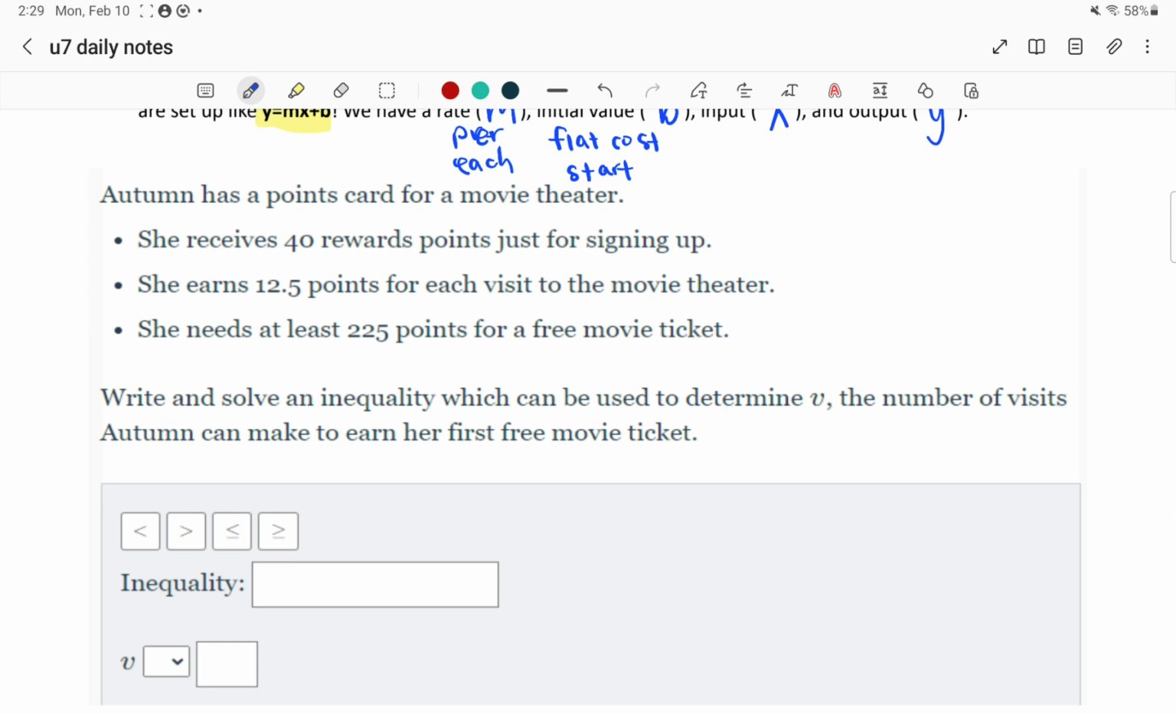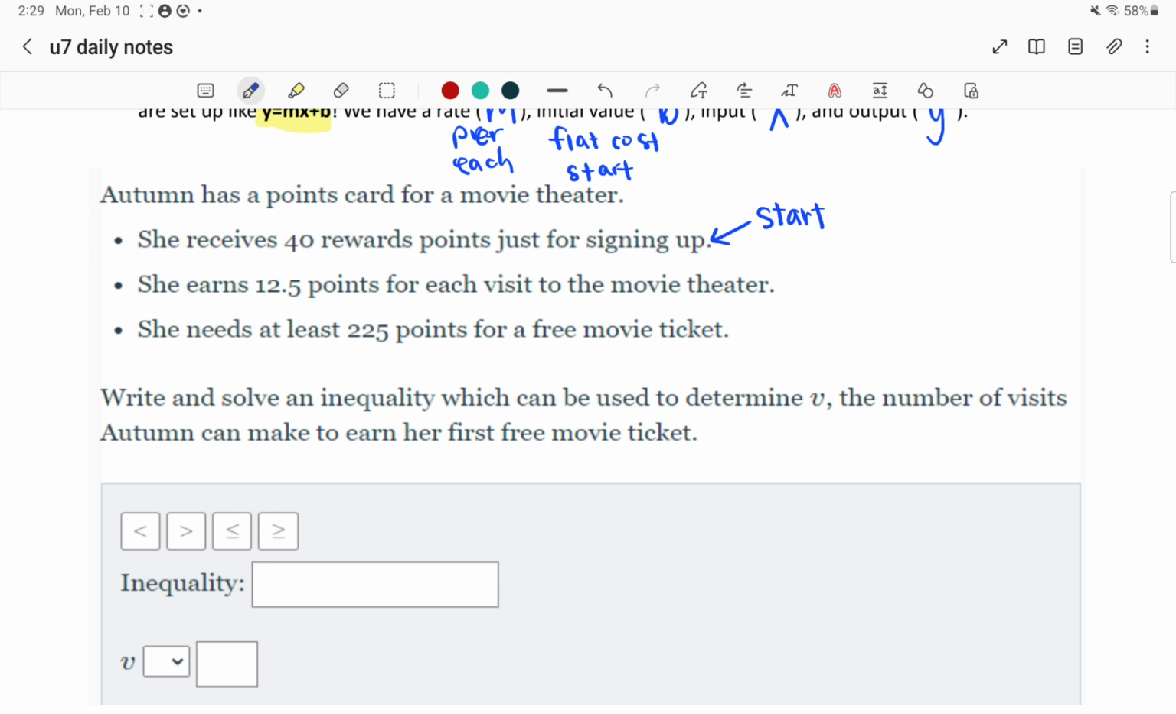Okay, so let's take a look at our situation here. Autumn has a points card for a movie theater. She receives 40 reward points just for signing up. So just to sign up is 40 reward points. That to me feels like the start. Before I've even gone to a movie, I've gotten 40 points. So I'm just going to add that in once. That is my initial value.